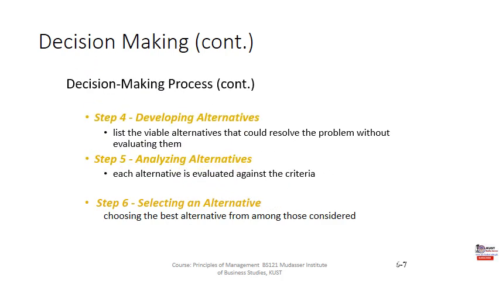The next step in the decision making process is developing alternatives. In this step, we list the viable alternatives that could resolve the problem without evaluating them. In the fifth step, we analyze the alternatives. In this step, each alternative is evaluated against the criteria that we have set in the previous steps. The sixth step is the selection of the alternatives. It involves choosing the best alternative from those that are considered.